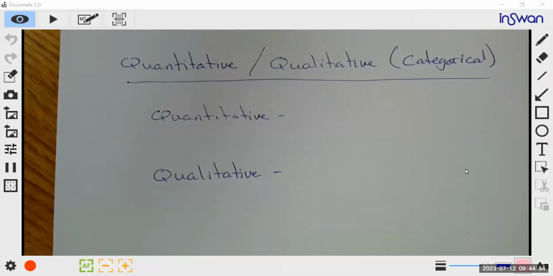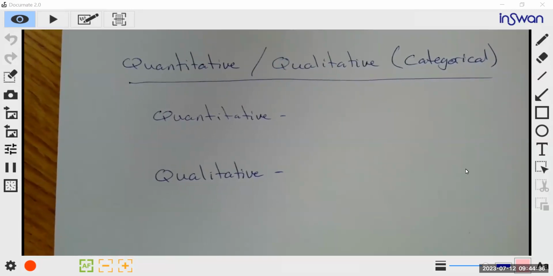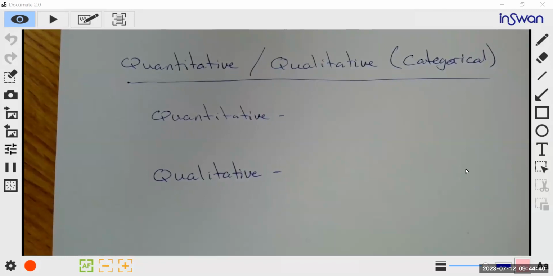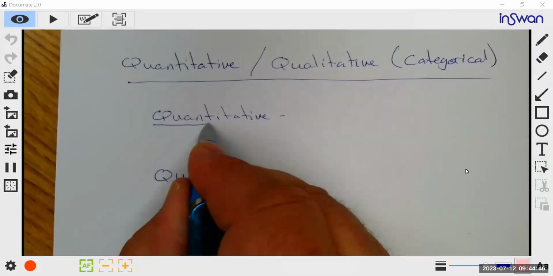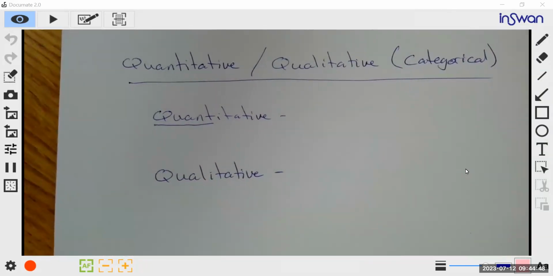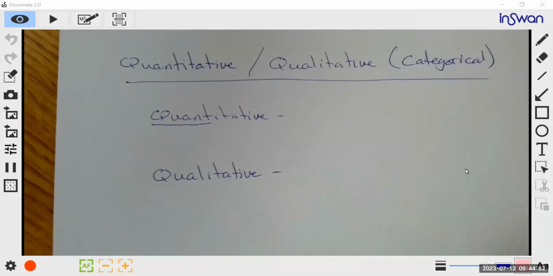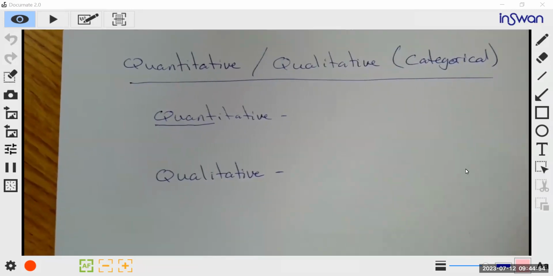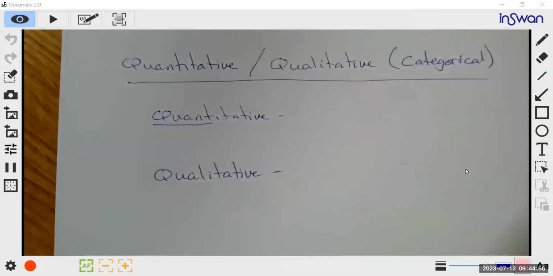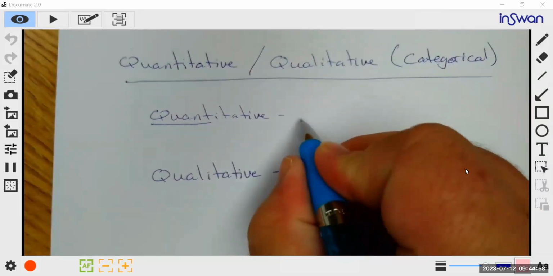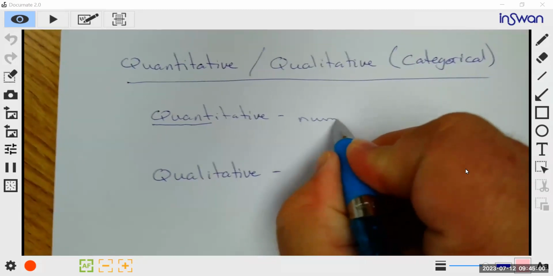What do you think quantitative is? It's numbers. Why do you say that? You're right. Because what are the first five letters? What do they sound like? Quantity. So this type of data, quantitative analysis, deals with numeric values. So this is the statistic of numeric representations.